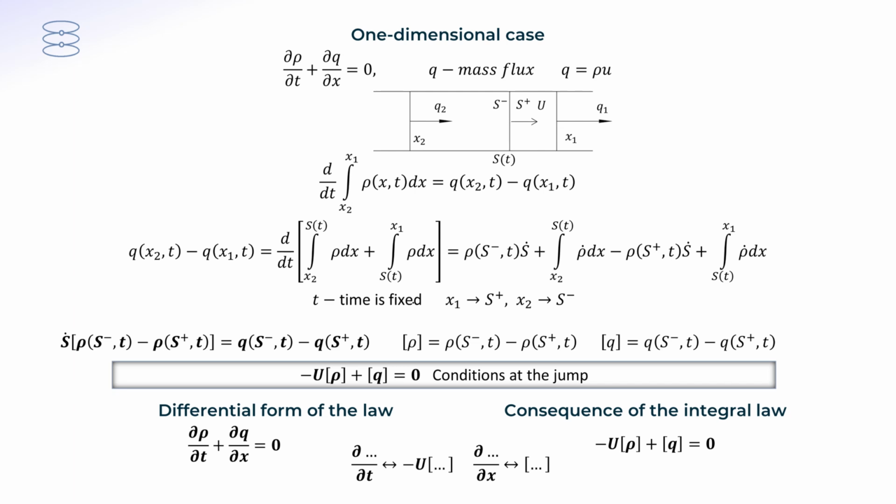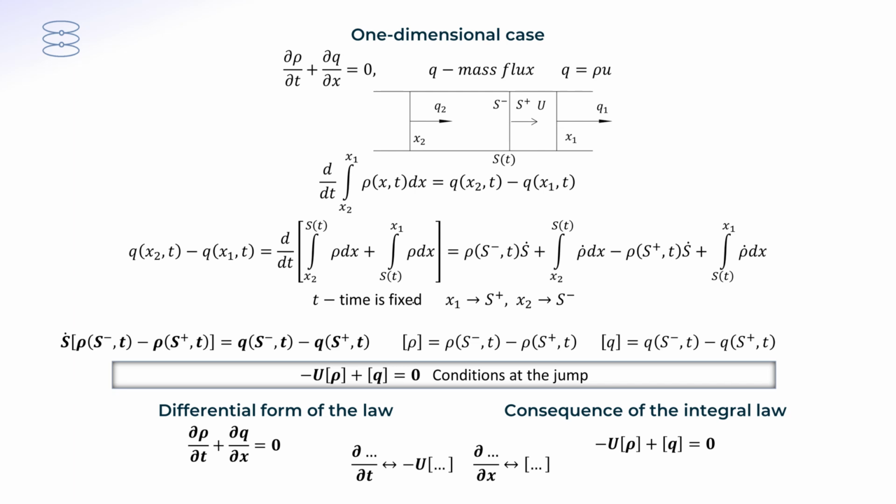It's very interesting to compare differential forms of laws, and this one is the differential form of the mass conservation law. It is a consequence of the integral law. Knowing the differential conservation law, we can write a jump condition for this law.